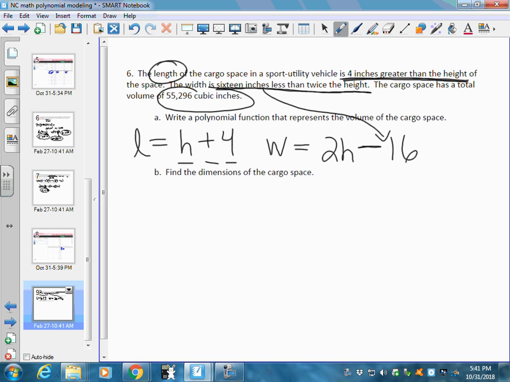Okay, so I've got length and width, and we know the height is h. Okay, and we can put an x for each one of these. So my function looks like this. Volume equals h plus 4 times 2h minus 16 times h. Find the dimensions of the cargo space. So we're going to go plug that in Desmos.